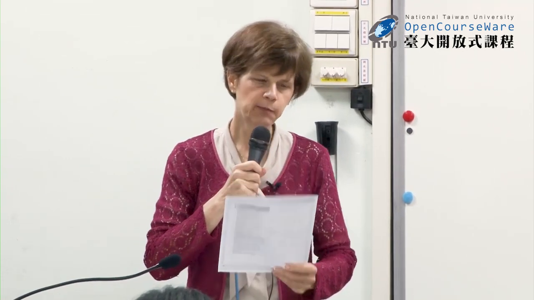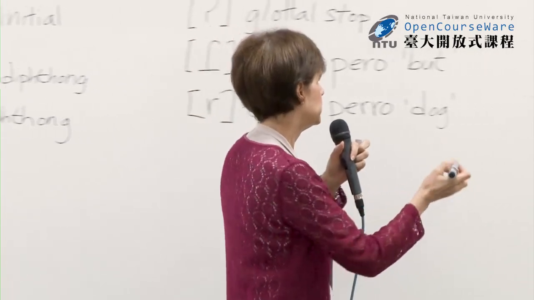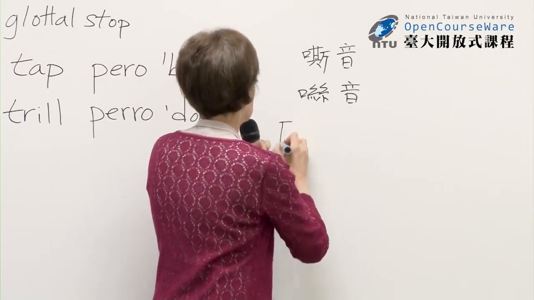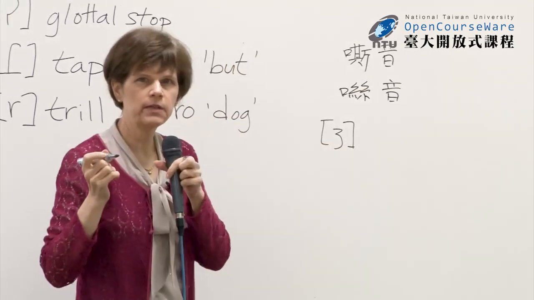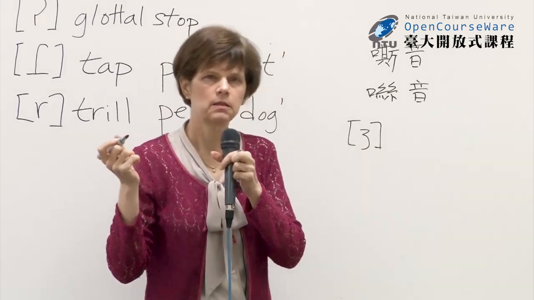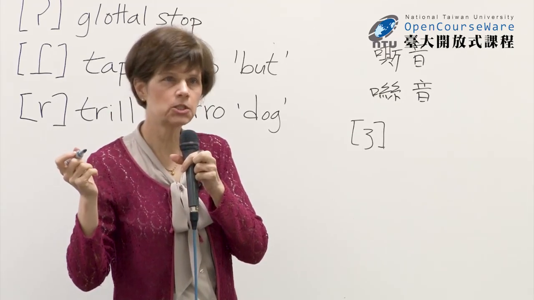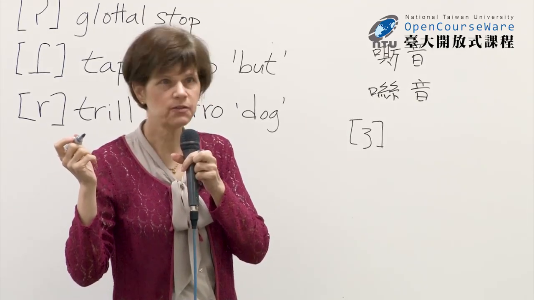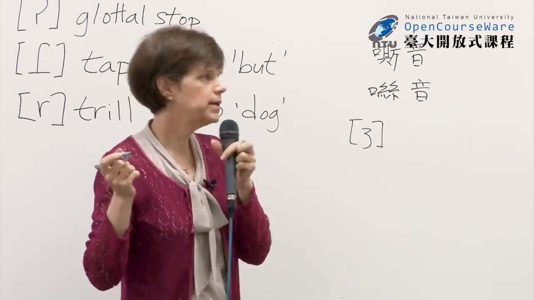Do some of you still have problems with j and zh? Because I get asked this question over and over again every year. Remember that zh is what kind of a sound? The manner of articulation is what? What kind of sound is it? What's its manner of articulation? It's a fricative, that's right. Voiced or voiceless? This one happens to be voiced.